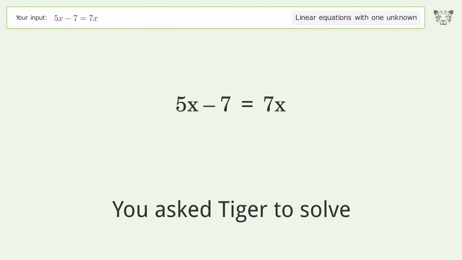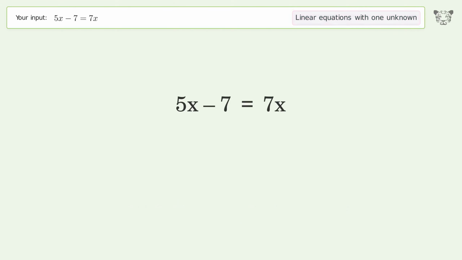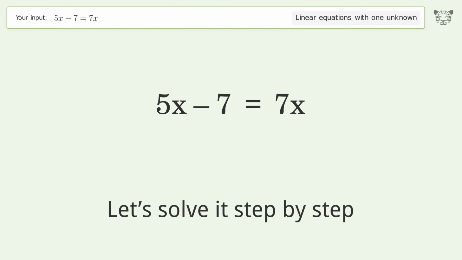You ask Tiger to solve. This deals with linear equations with one unknown. The final result is x equals -7/2. Let's solve it step by step.